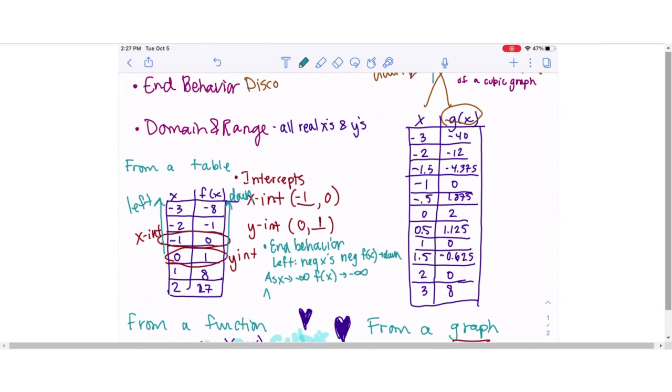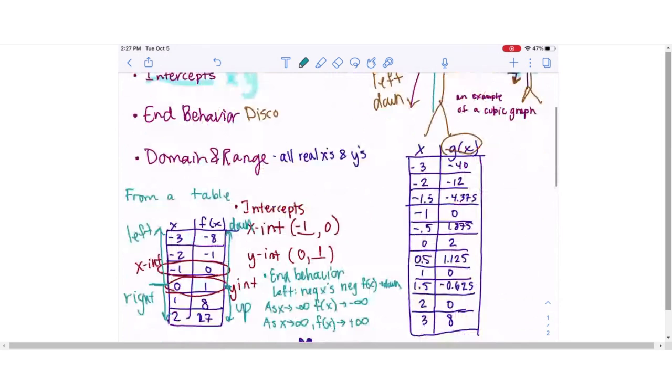And then the other one would have to be the positive. So as, and let's make sure, here's my right. And then right there, that's going up. As x goes to +infinity, f of x also goes to +infinity. So we have the x-intercepts, we have the end behavior, the x and y-intercepts, the end behavior.